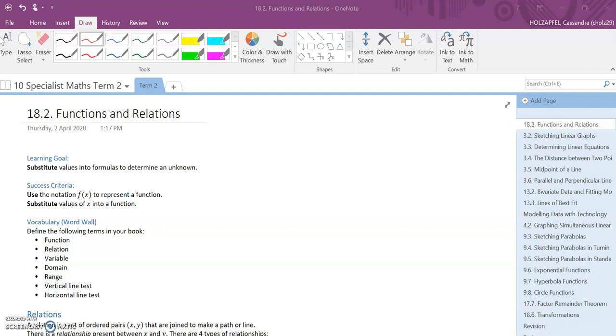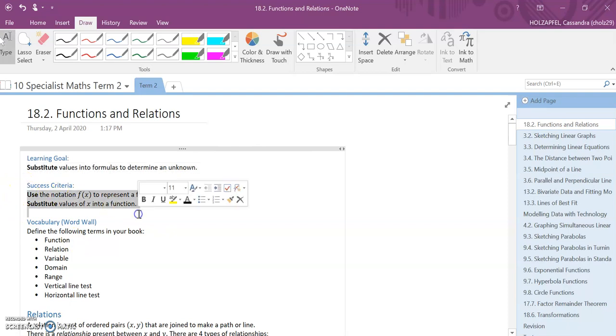So the learning goal for today is to substitute values into formulas to determine an unknown. I want you to copy this and paste it into your weekly check-in. So if you have that on a Word document or in your books, I want you to do that now. The other thing I want you to do today is copy in your success criteria as well into that weekly check-in.